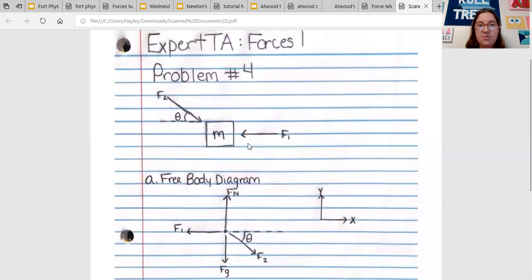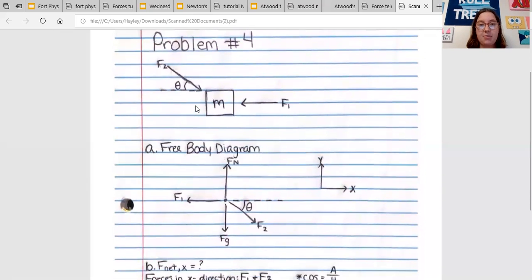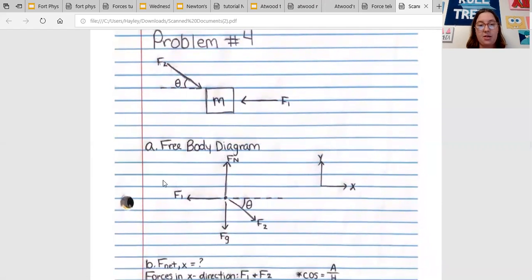So here is the original picture we were given. We have a block of mass M with two forces shown acting on it. We have force 1 that's pushing to the left, and then we have force 2 that's pushing to the right and down. So then we move down here and we draw the free body diagram.